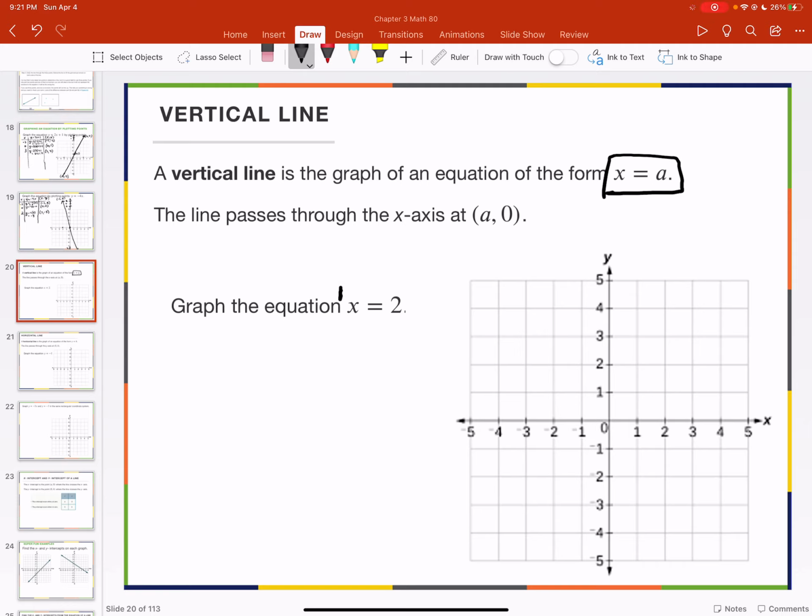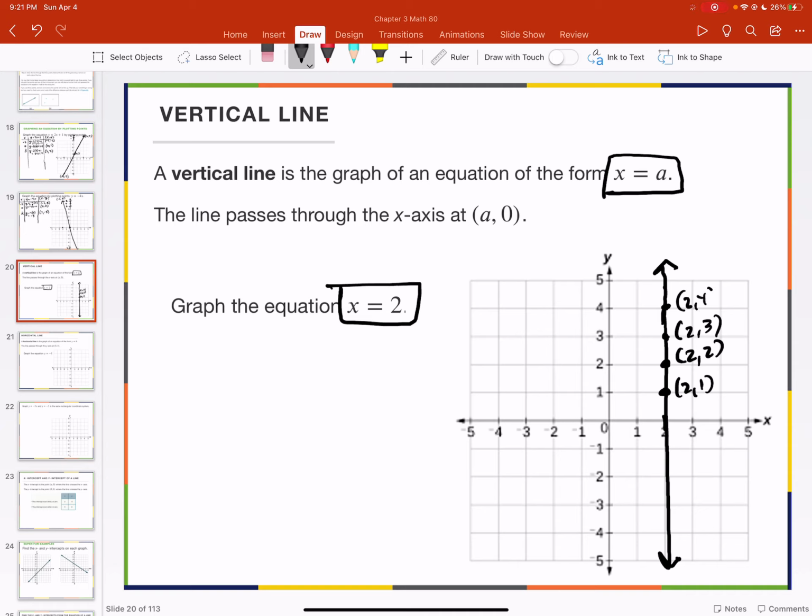But let's go ahead and do this here. Let's graph x is equal to 2. So basically, when you say x is equal to 2, it's all the points in this coordinate system where the x value is 2. So it's literally just straight up through 2. This point right here is (2, 1). This point is (2, 2). It doesn't even matter what y is, because for every single possible value of y, x will always be 2. All right, so that's vertical lines.